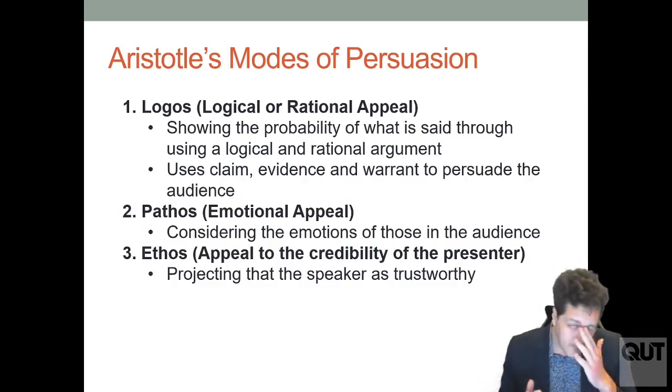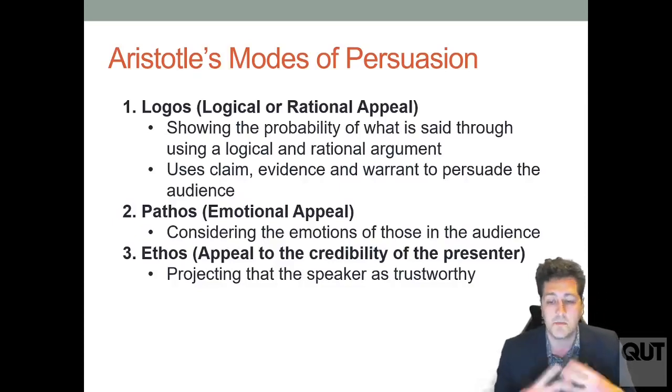The next type of persuasion, the next mode of persuasion is pathos. So this is all about emotional appeals. And it's about considering the emotions of those in your audience and understanding what emotional state your audience needs to be in order for them to take the course of action that you want them to take.